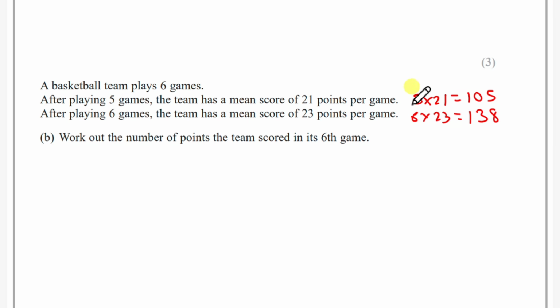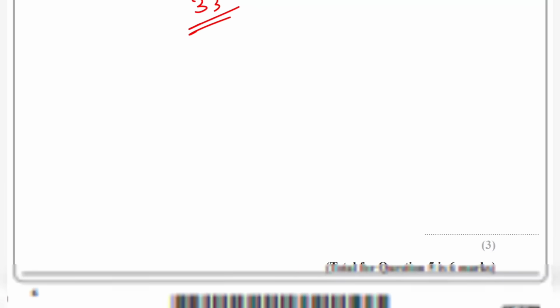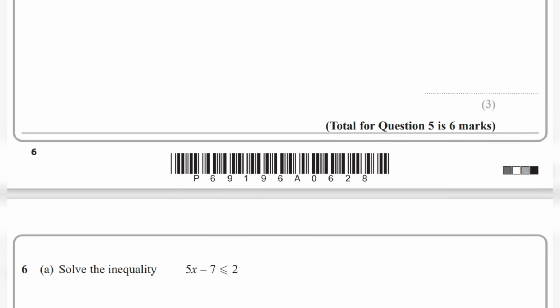Cool. So basically the 6th game is the difference between these two, isn't it? Now, B. Work out the number of points the team scored in the 6th game. Well, we did it. Subtract these two numbers. So 138 take away 105. You should be left with a difference of 33. That's it. Nice. That was quite quick.